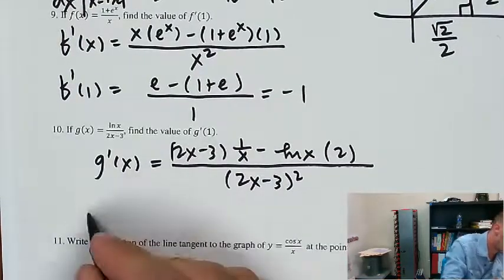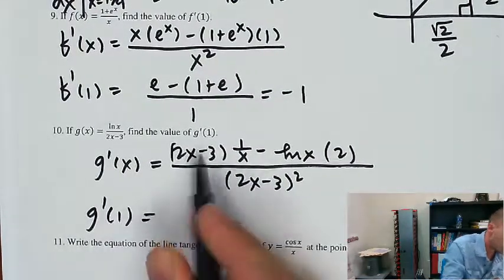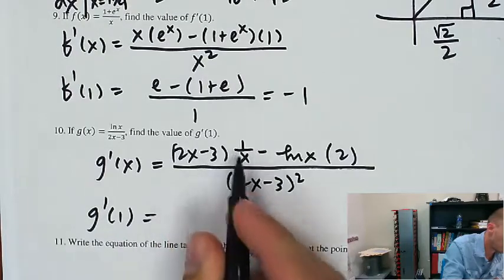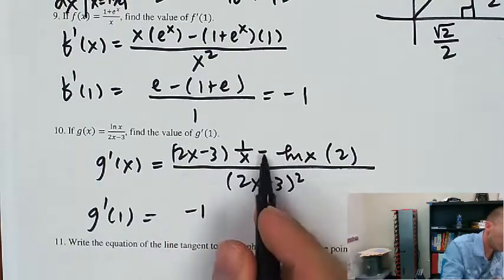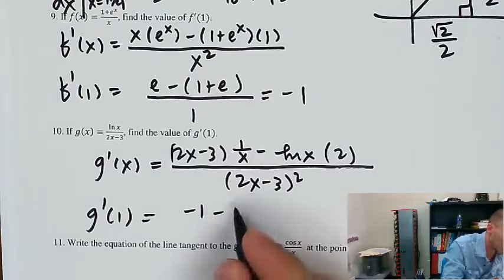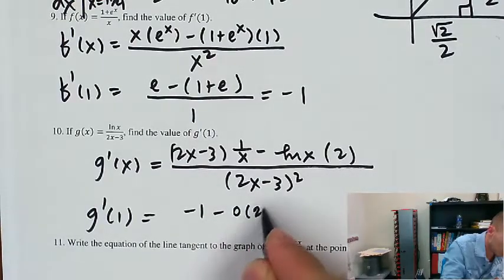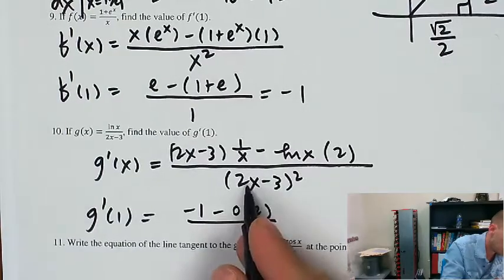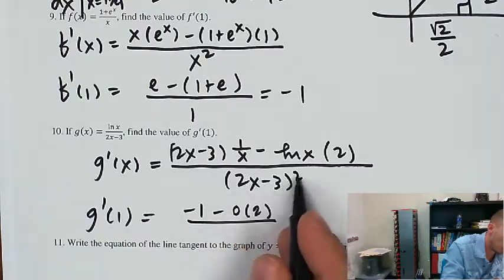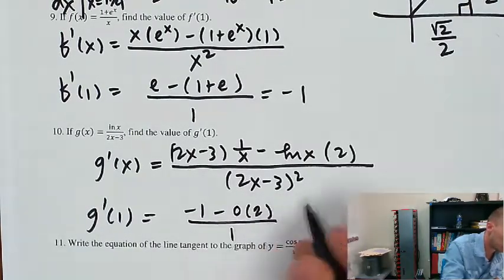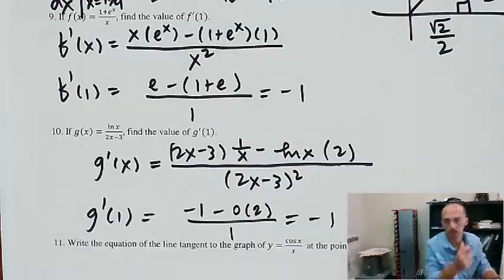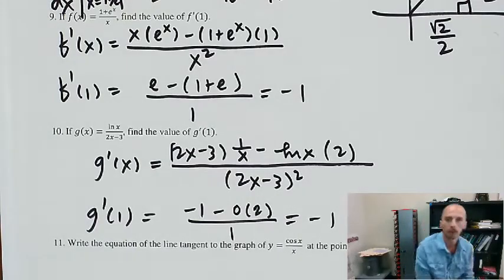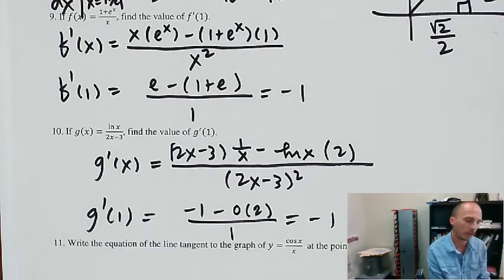So, bottom squared. Okay, I plug in 1. So that's 2 minus 3 is negative 1, times 1 over 1 is negative 1. Minus log of 1 is 0, divided by, well, negative 1 squared is 1. So that's going to be negative 1 again. Okay, that's interesting. Also, hold on, log of 1 equals 0.